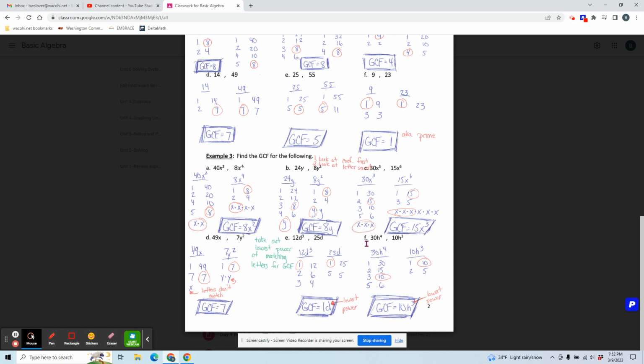So letter F, same concept. I list my factors, and then I take out the lowest power because they are matching variables. So your greatest common factor, you're looking for the largest number or variable that they have in common. Sometimes it's a variable, sometimes it's a number, sometimes it's both.